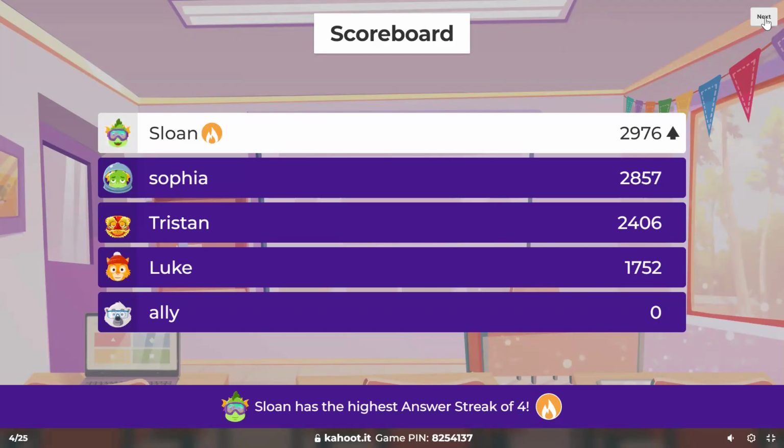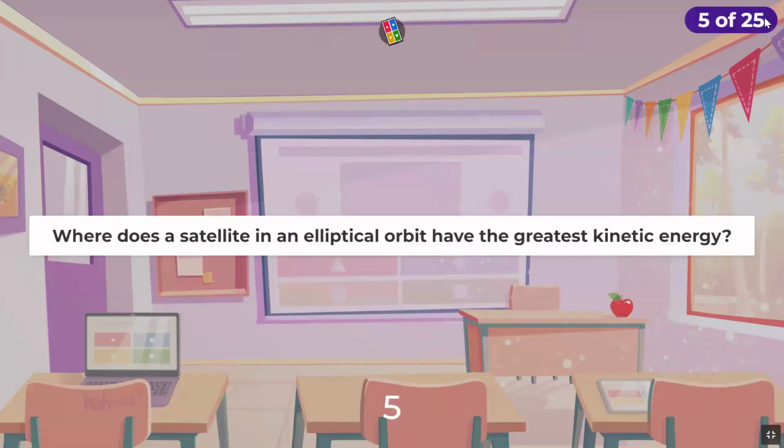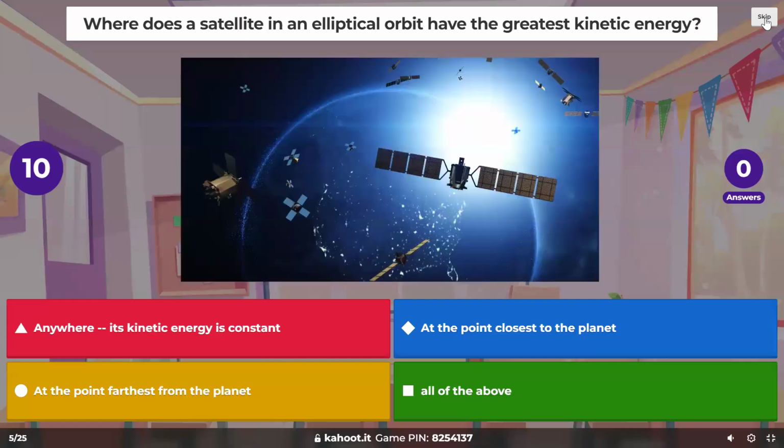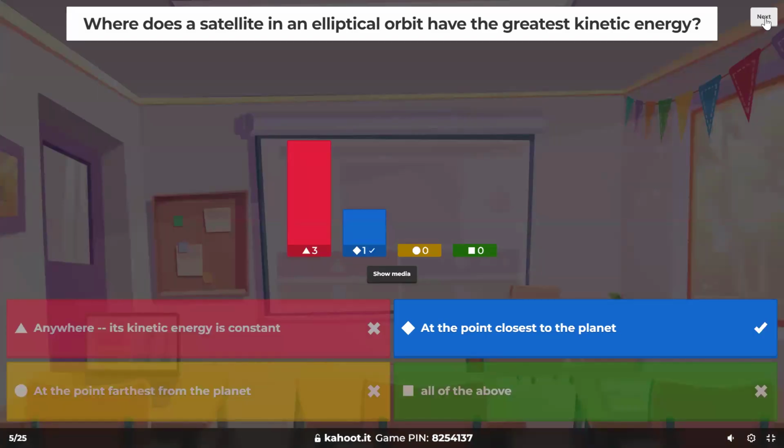All right. Luke, Tristan, Sophia, Sloan. Where does a satellite in elliptical orbit have greatest kinetic energy? I look for closest to the planet. If it's an elliptical orbit, at some point it'll be closest to the planet, at some point it'll be furthest away. So the distance changes. If the distance from the planet is changing, the potential energy is changing and the kinetic energy is changing.